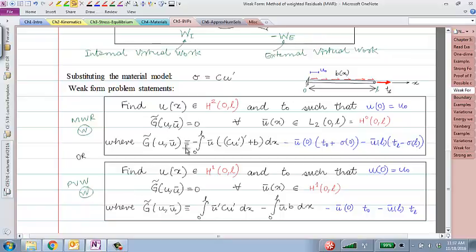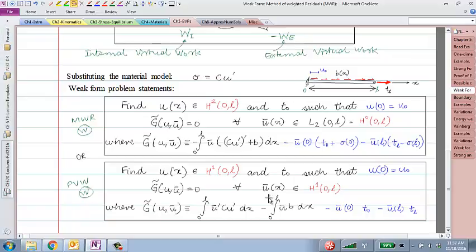Of course, this functional itself, even though the value will be exactly the same, the functional form is different, right? This functional form, the method of weighted residuals form, has two derivatives on the real displacement, no derivative on the virtual displacement. This one has one derivative each on the virtual and the real displacement. So the requirements on the real displacement u of x and on the virtual displacement u bar of x are different. That's the only difference between these two forms.